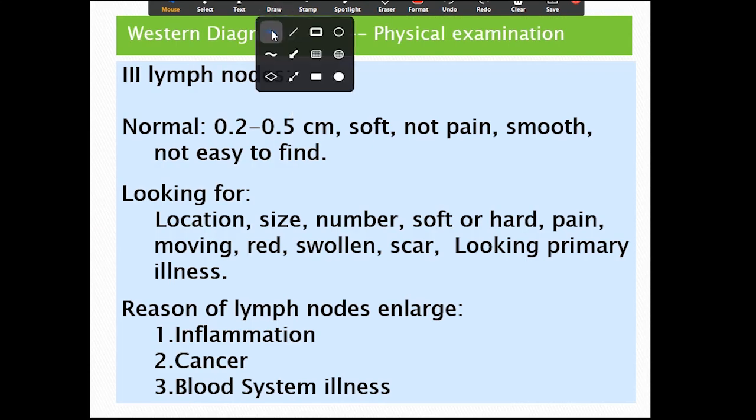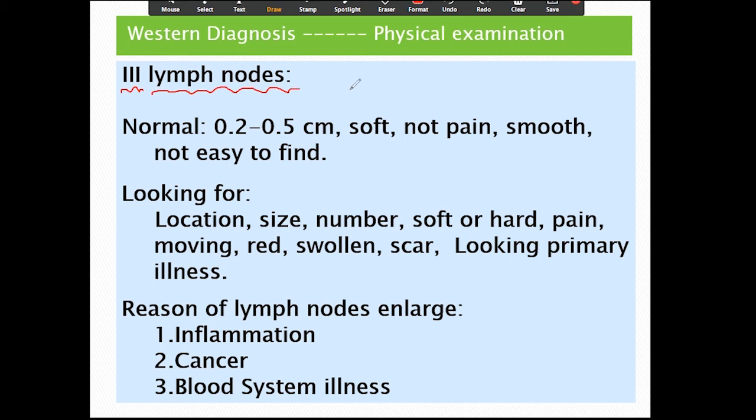Then the third big aspect is the lymph nodes, which is mainly a big part. Lymph nodes, everybody should have them, but normally they are very small and located under the skin, maybe in some muscles and under the skin tissue. So they are hard to find. Normally people can't find them, even though they are there.